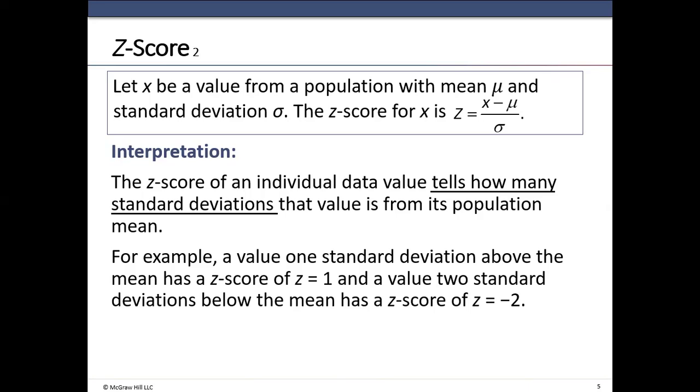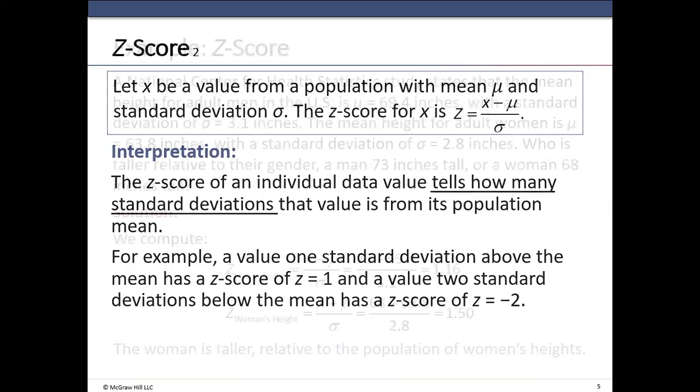Key point here: if the z-score is 1, that means the particular number X is above the mean, greater than the mean. And if the z-score is negative, it means the particular number X is less than the mean. And the z-score tells you how many standard deviations you are away from the mean.